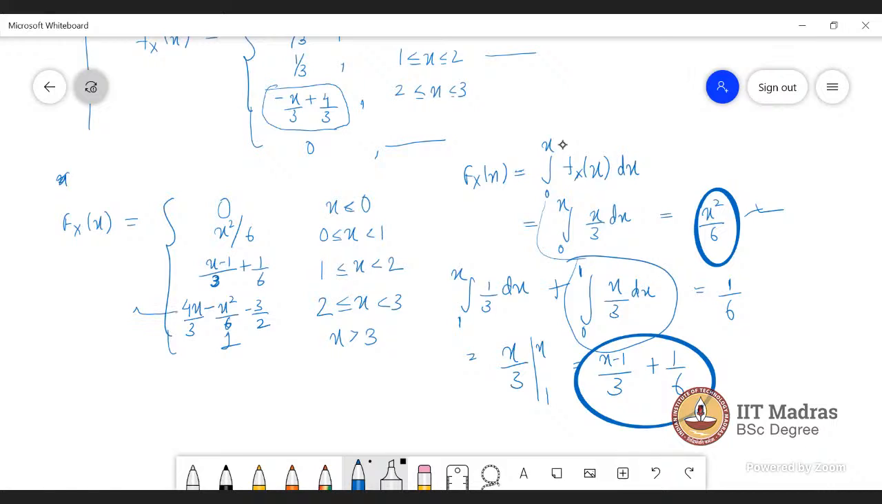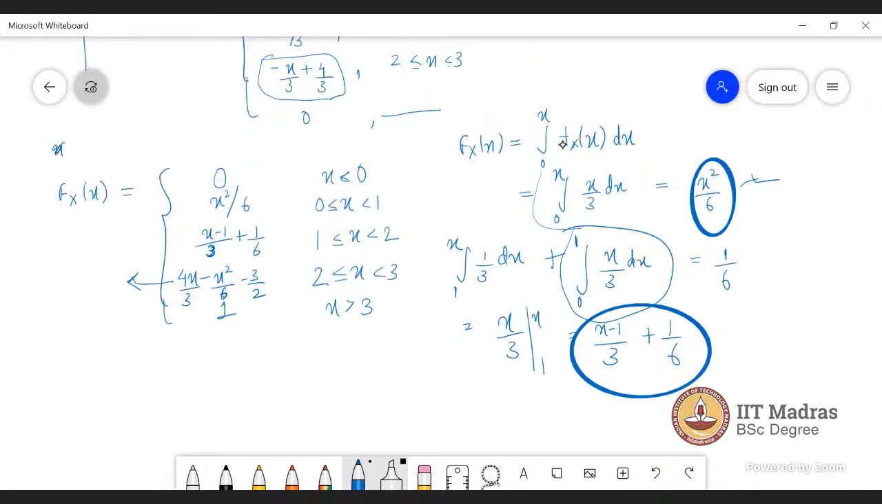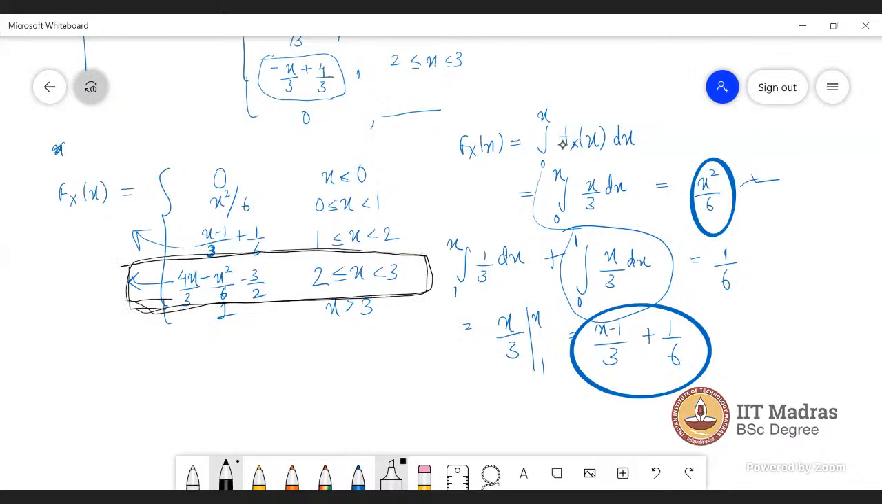Which one are you adding, ma'am? This one? You will have to add the previous one, F(x) for the interval 1 to 2. You will have to add this part. So please try to do this part for x lying between. Previous intervals should be added. Just the previous one.